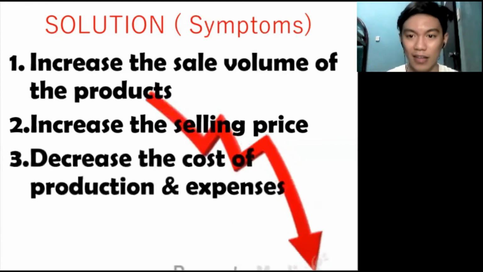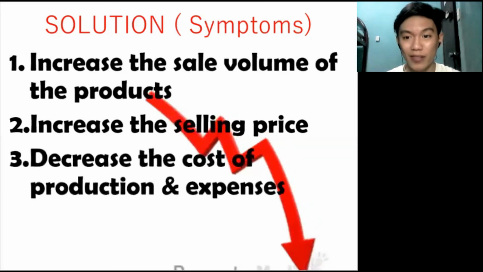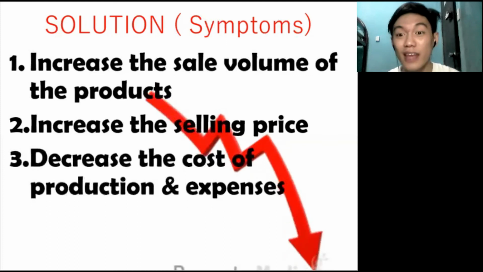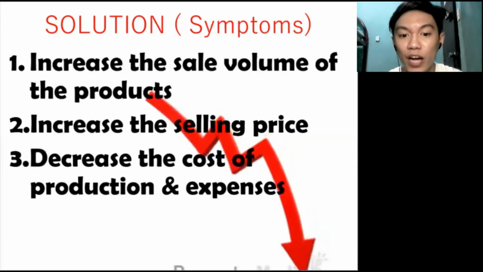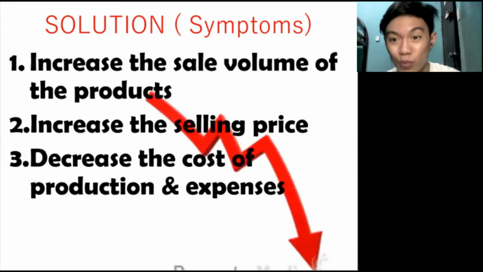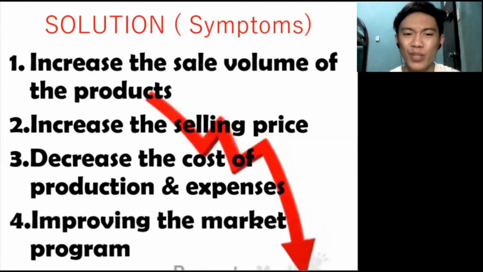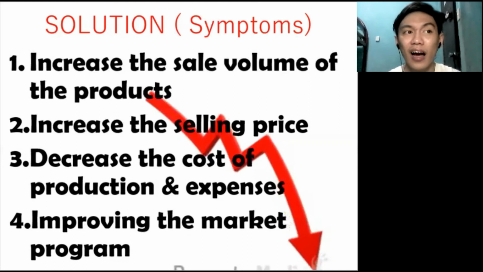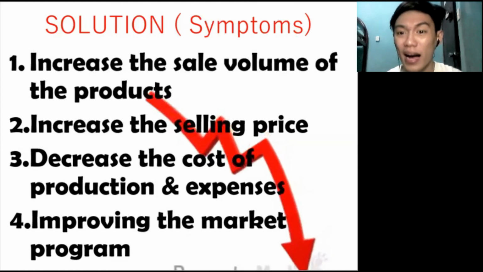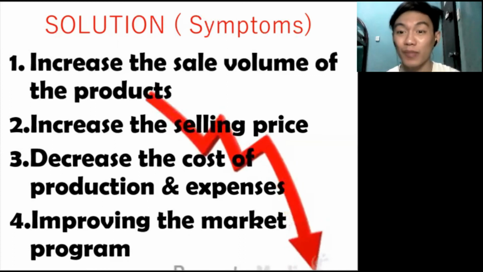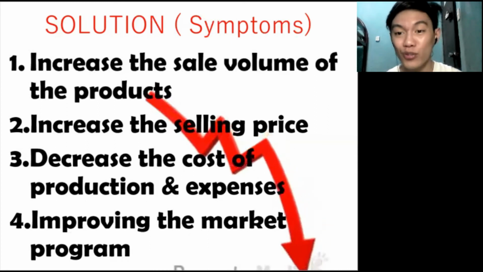Okay? Ibabalik sa dati. We need to decrease the cost of production and expenses. Siyempre, yung mga gastusin, i-set aside muna natin o i-limit muna natin yung mga gastusin ng ating production and also yung mga kuryente, yung mga tubig, and so on and so forth. Okay? And the last one, the very effective, is we need to improve the market program. Baka kasi sa market program kasi natin nagkaroon tayo ng problema kaya bumaba ang ating net profit, walang naging kita. Okay? So those are the solutions or the symptoms with regards to that problem.